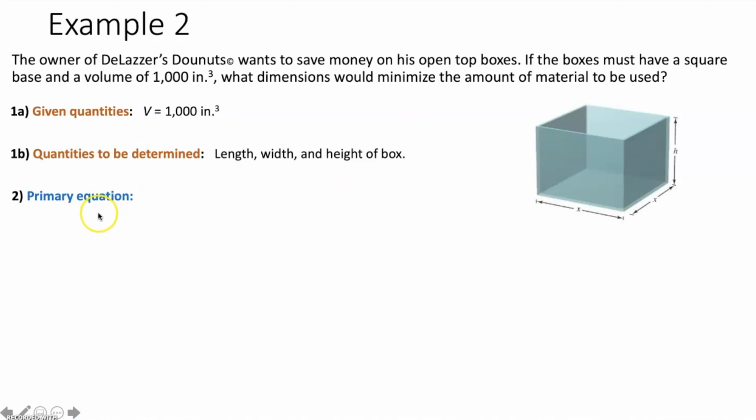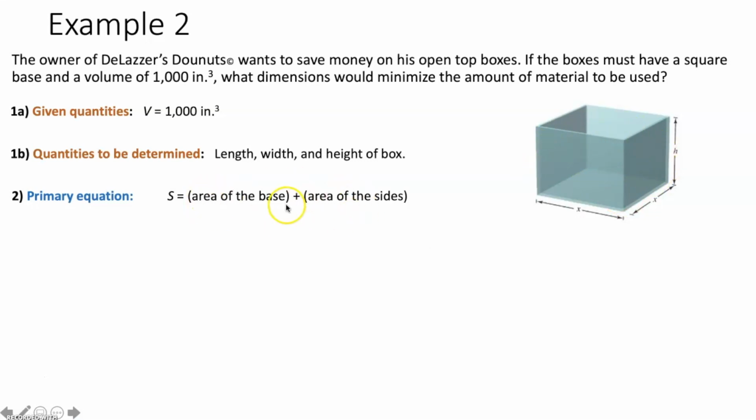What are we trying to maximize or minimize? Well, in this case, we are trying to minimize the amount of material to be used. Anytime it's the amount of material, that's the surface area. So we are trying to minimize the surface area. So the surface area formula for a box is usually just the area of the two bases plus the area of all the sides. But this is an open top box, so it's just going to be the area of the one base plus the area of all the sides added together.